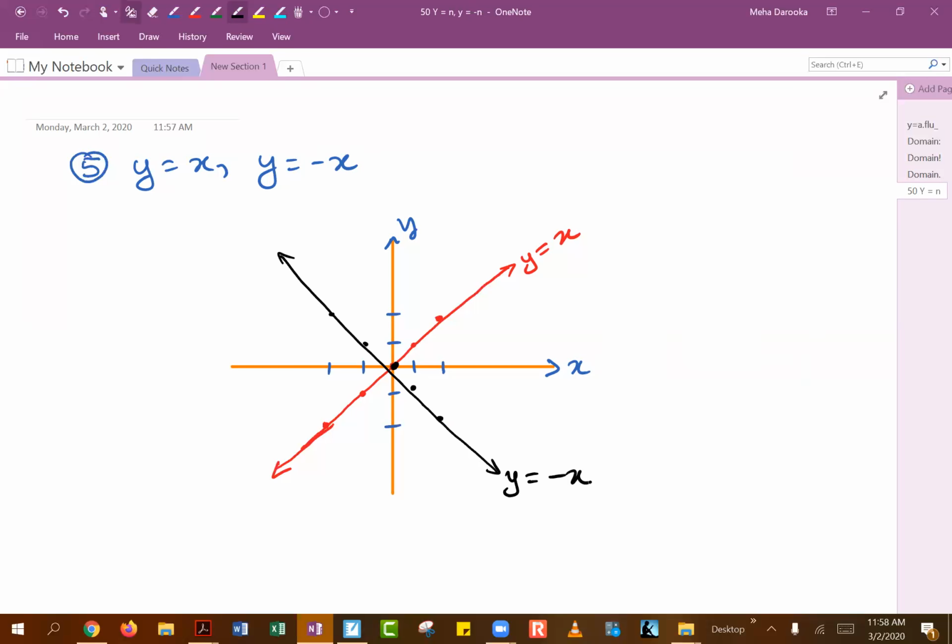Like I said, this upper arm is getting reflected down here. The lower arm is getting reflected up here. For the original function, y equals x, what's your domain and range? Domain: negative infinity to positive infinity, okay? Range? Range will also be negative infinity to positive infinity, very good.